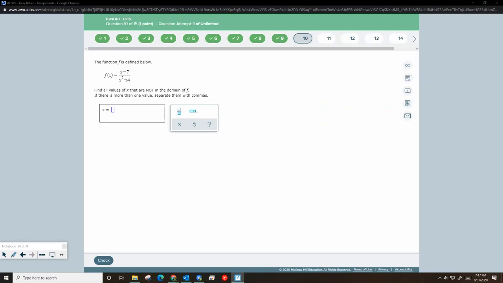So this one, I have a division. I've got x squared minus 4, and that cannot equal 0. So now, to do this one, basically we can just solve this for 0. We don't really have to factor this one.